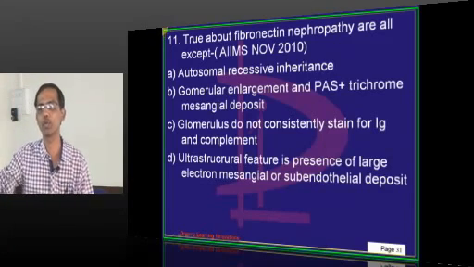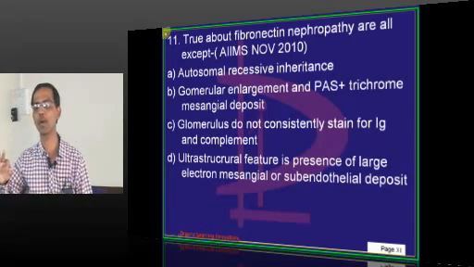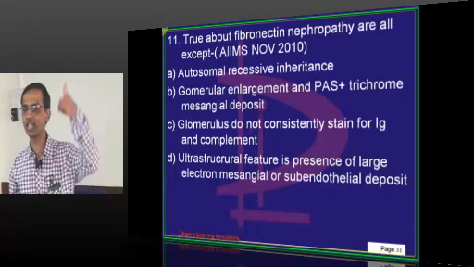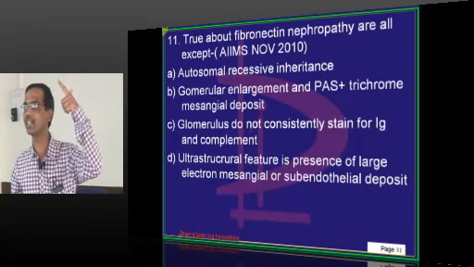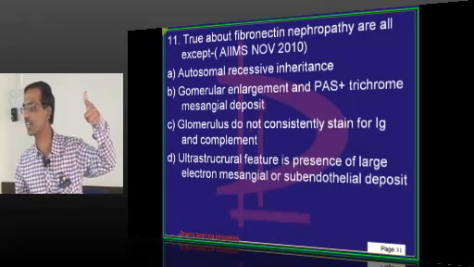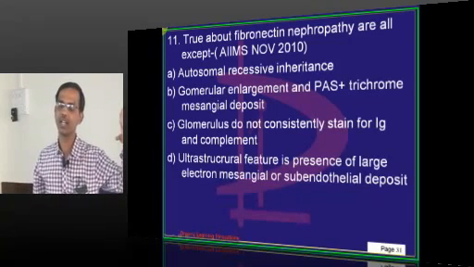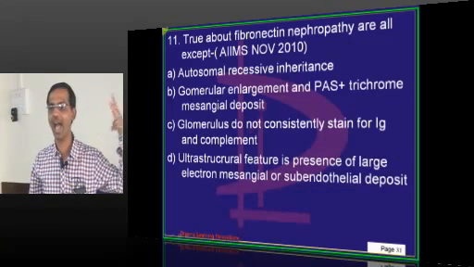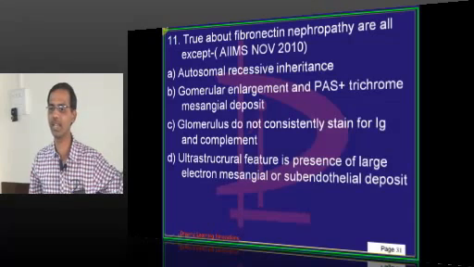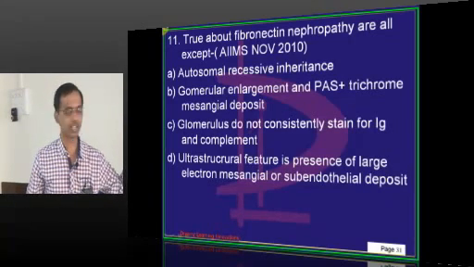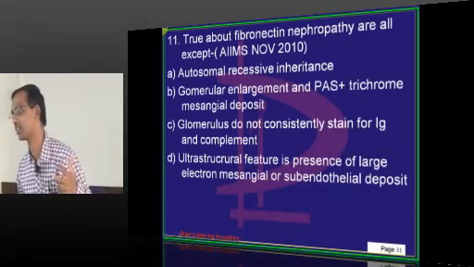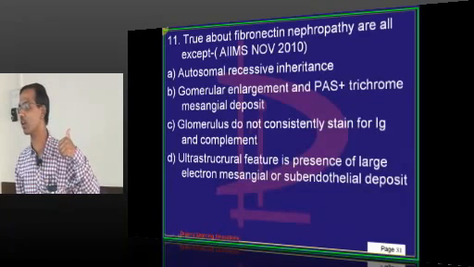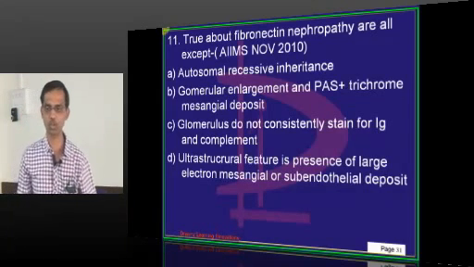So wherever there is fibrosis, wherever there is deposition of fibrotic material, collagen is deposited, we are using this MTS. So in fibronectin nephropathy, it is PAS positive diastase resistant material, and Masson's trichrome stain positive material. It doesn't show consistent staining for immunoglobulins and complement. It has mesangial deposits mainly, and the disease runs in autosomal dominant fashion. So all the options are correct here except the first one which says autosomal recessive. It runs in an autosomal dominant fashion.